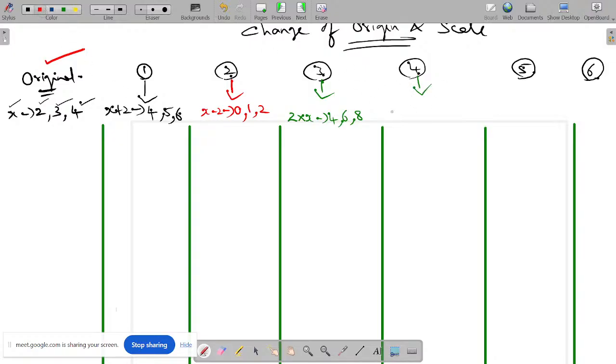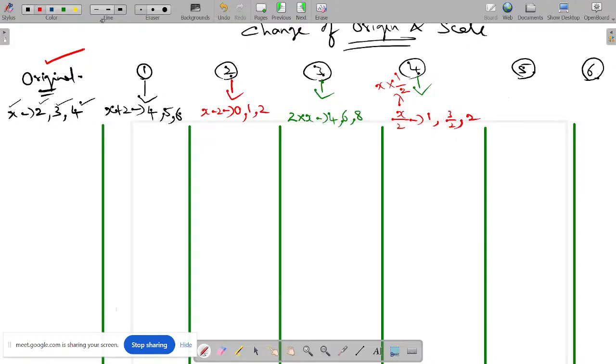Instead of multiply, we divide x by 2. What happens? Actually, dividing is nothing but multiplying by half. You know this, right? Multiplying by half is same as dividing by 2. So what happens? 2 by 2, 1, 3 by 2, 1.5, or I can keep it as 3 by 2 itself. 4 by 2 is 2.